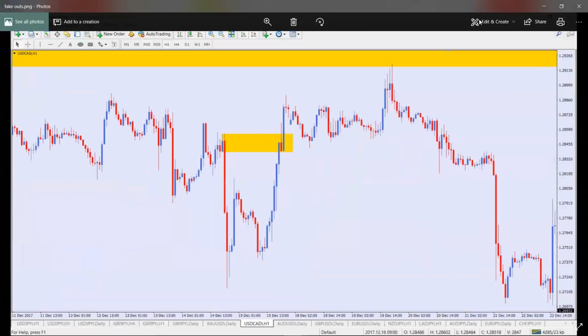Here's another one. You can see this would have shown a rejection because even this long wick shows a rejection. But then once the price came here, it didn't close below. If it had closed below, then it would have been a valid break. But now you see it closed inside the zone. So you wait for the candle to close outside the zone. If it doesn't close outside the zone, then you see it closed on the other side.